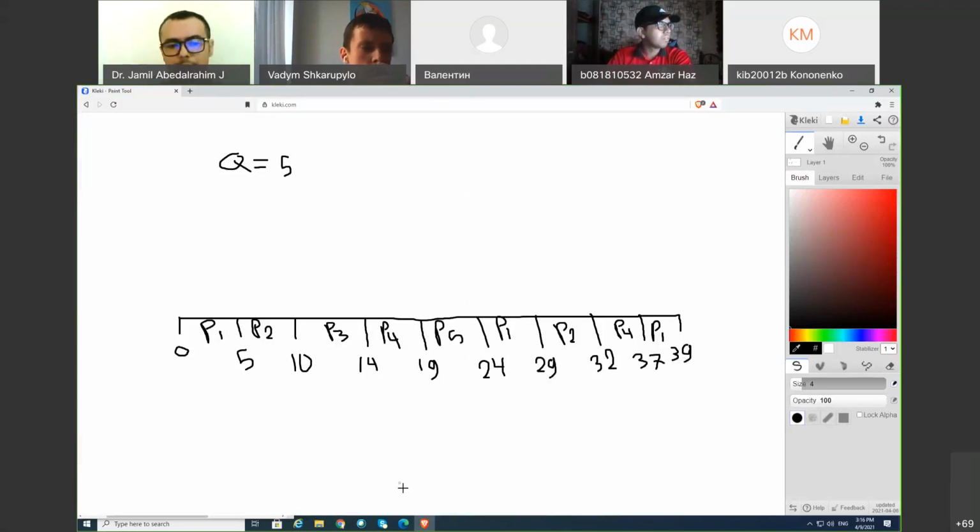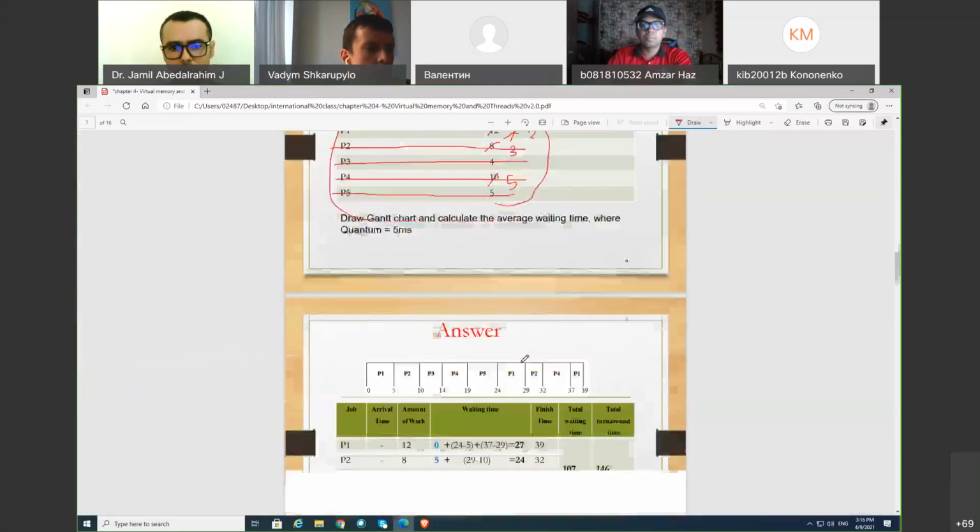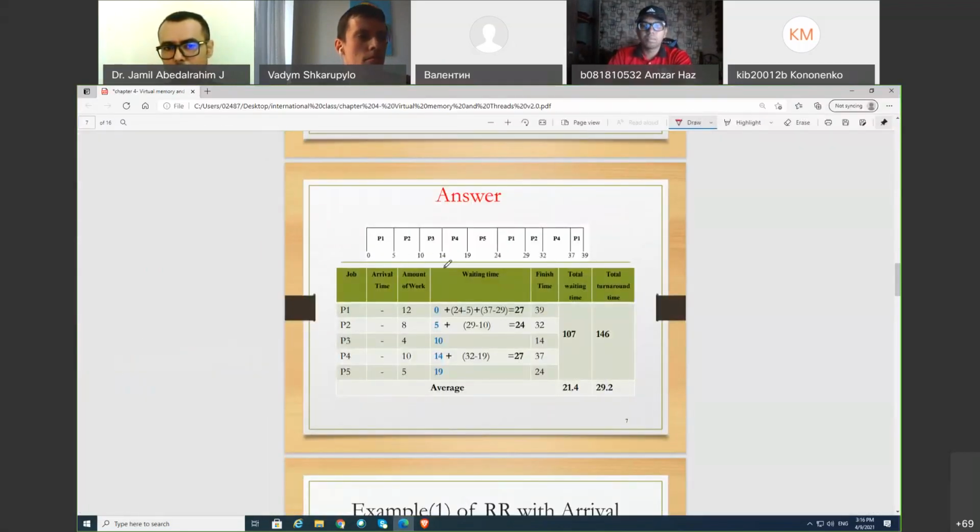Okay, so this will be our Gantt chart. Here we draw our Gantt chart. Now I show you how to find the waiting time. If you notice here, there is no arrival time for each process. Here we have the amount of work for each one. Waiting time. We start with P1, process 1.